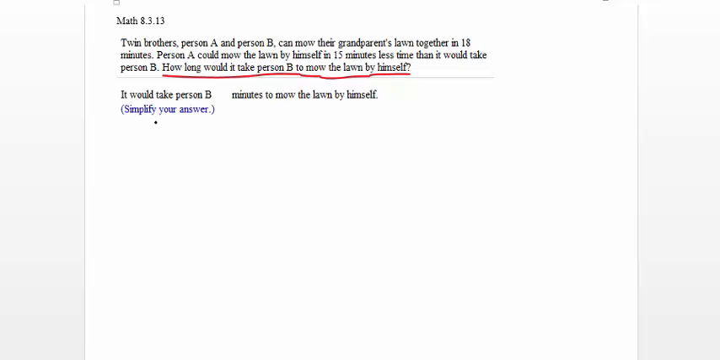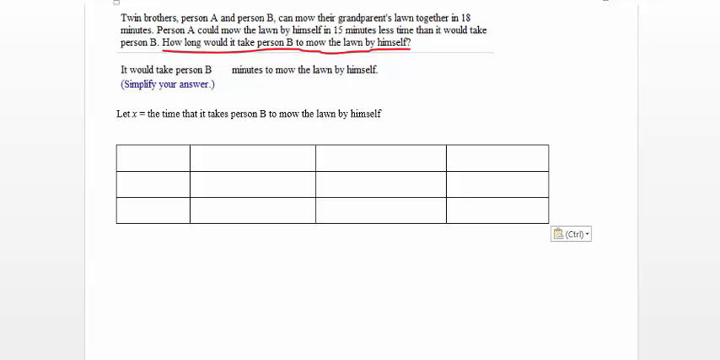So we see that what we're being asked to find is what we are going to let the variable x represent. So x represents the time that it would take person B to mow the lawn by himself. We're going to organize the information in a table. In the first column, we're going to put which person the information refers to. The problem referred to these persons as A and B. Then in the second column, we're going to look at the time it would take that person to mow the lawn alone.